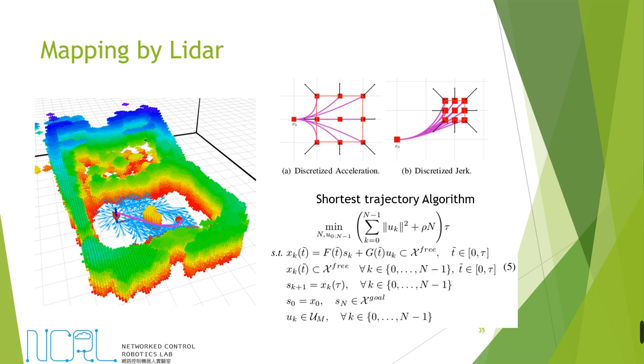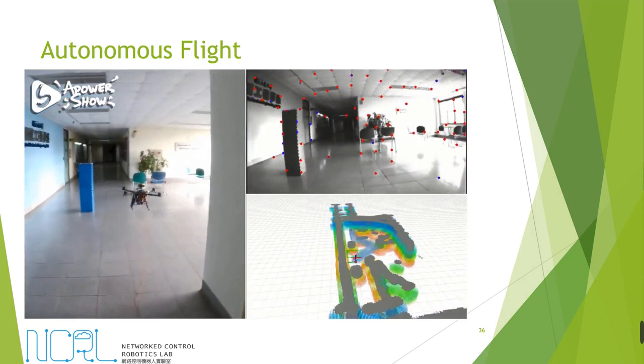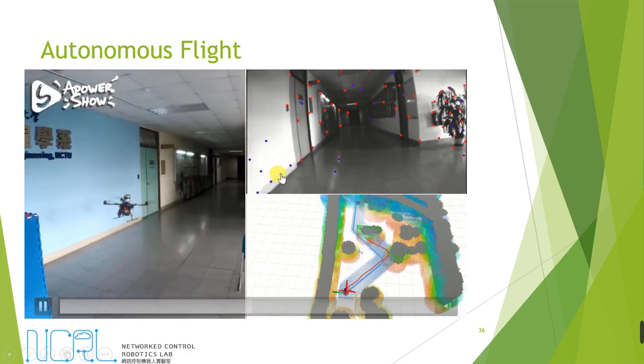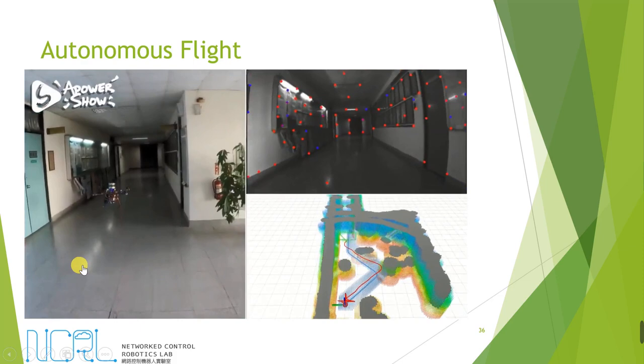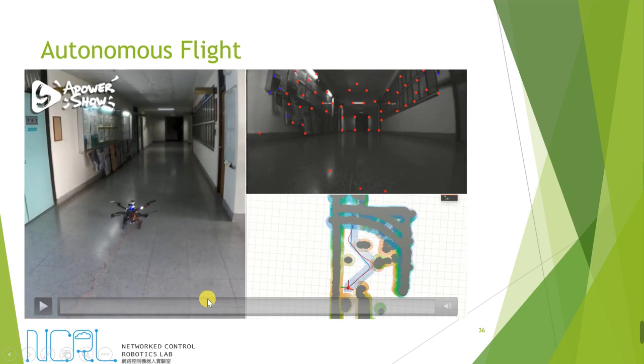So we have a constraint here, where F is the model of the UAV. In this case, the path generated will not be too aggressive, but it still can be the shortest path. And this is the hallway in our department. So it's all autonomous. After it takes off, it's all controlled by itself. The wire here is for safety concern, not for transmission or anything else. Okay.